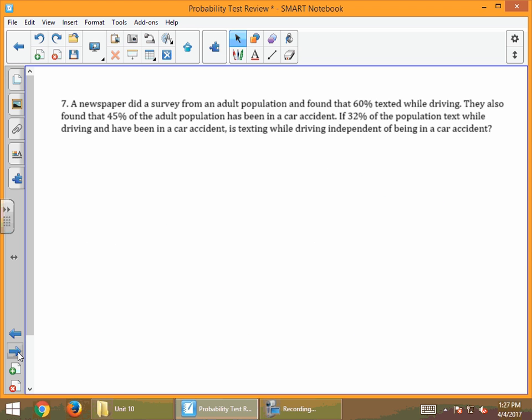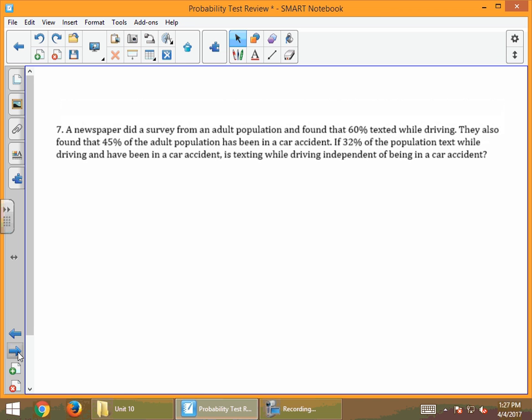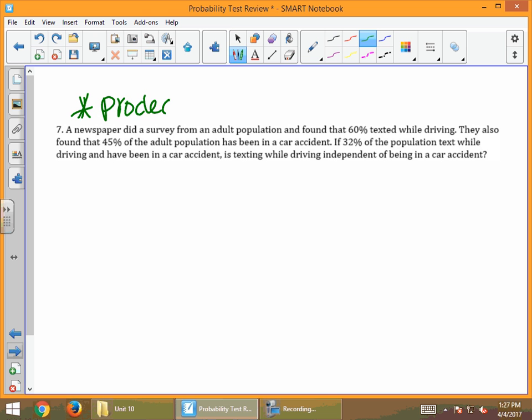Okay, next one. We look at number 7. It says a newspaper did a survey from an adult population and found that 60% texted while driving. They also found that 45% of the adult population has been in a car accident. And 32% of the population was texting while driving and got in a car accident. Is texting while driving independent of being in a car accident? Whenever you have all these percentages and you're asked whether these are independent of each other, you are essentially using the product test for independence.